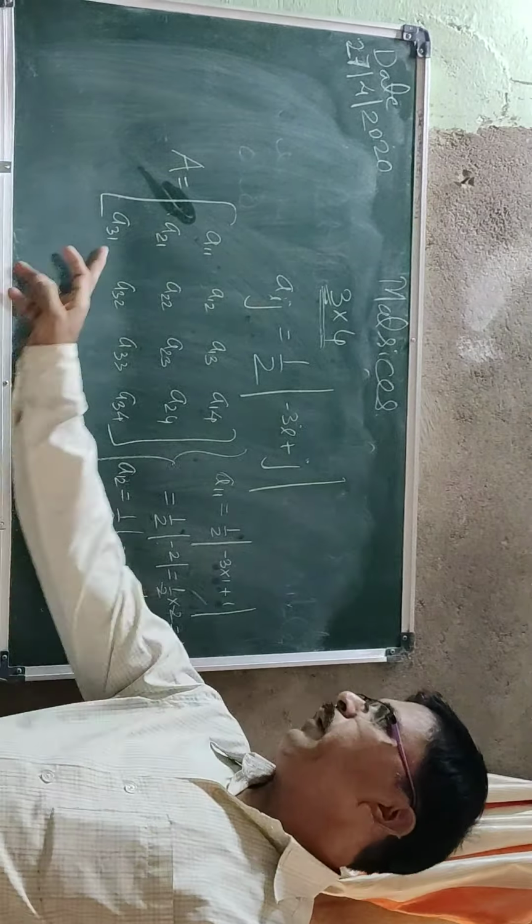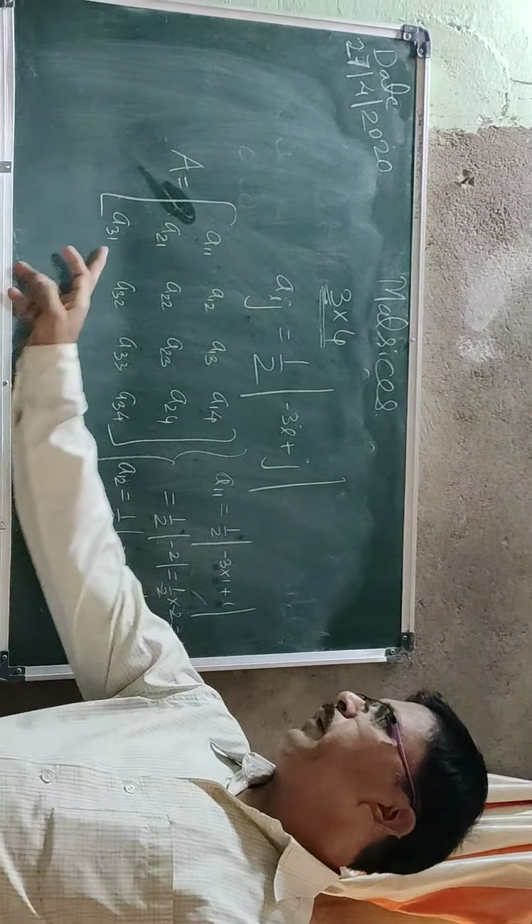In exercise 3.1, you can see the last question of this exercise: the number of possible matrices of order 3 by 3 with each entry 0 or 1. It means we have to represent the 3 by 3 matrix with the elements 0 and 1. How many matrices are there? We have to find the number of matrices. Here we have to use only 0 and 1 to make matrices of order 3 by 3 like this.